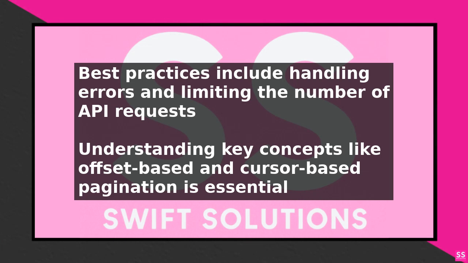In conclusion, paginating Bill.com API events is a straightforward process that involves making an initial request to the API, retrieving the pagination token, and including it in subsequent requests to retrieve the next page of results. By following best practices and understanding key concepts, you can efficiently retrieve large datasets from the Bill.com API and build robust and scalable applications.